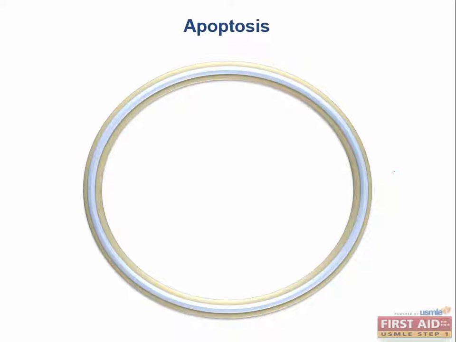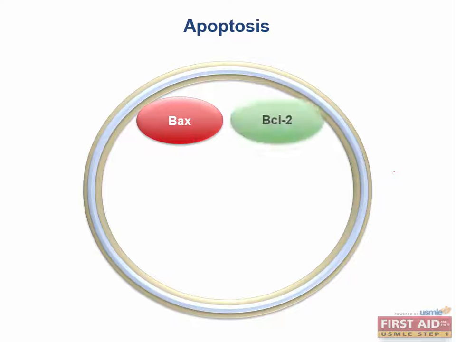So here we go. Here's a cell membrane, and there are two main proteins associated with apoptosis, BAX and BCL2. Here's a question for you. Which one of these two proteins is pro-apoptosis? That would be BAX. Which one is anti-apoptosis? That would be BCL2. Duh.